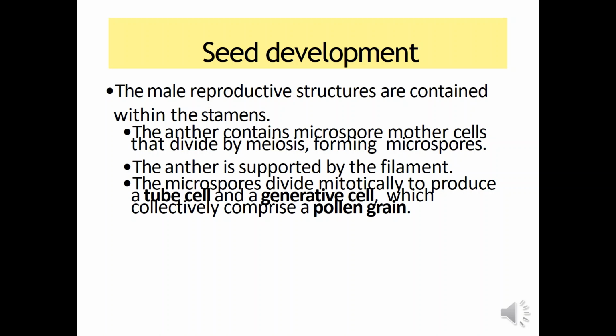Of course, this microspore mother cell will be divided by meiosis and form the microspore. This microspore, we call by its general name, the pollen grain. This pollen grain will be divided mitotically to produce two cells, which we call the tube cell and the generative cell. I will explain this tube cell and generative cell to you later, in the next slide.